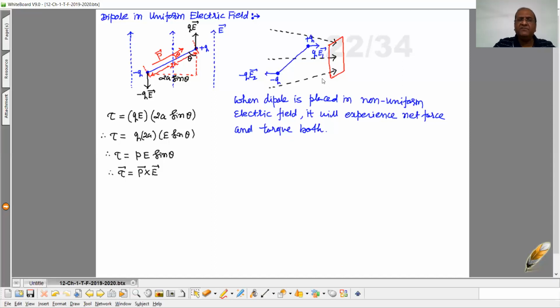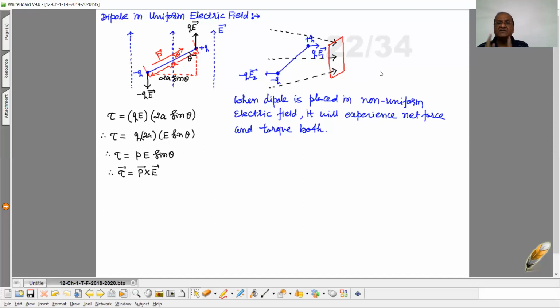Now, if the electric field is non-uniform one, then the force on positive and negative charge will be no doubt opposite in direction, but not equal in magnitude, because field is non-uniform. Means at a different position, the field intensity is different. So at the position of positive and negative charge, the field intensity is different. So forces are different in magnitude, but opposite in direction.